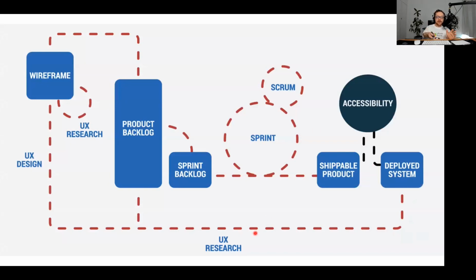You can see there, I've got my UX research, and then I do my wireframe. I've got my product backlog. I've got my sprint backlog. And then in the sprint, I rinse and repeat, rinse and repeat, rinse and repeat. And then I can use Scrum or XP or anything there. And then I've got a shippable project. And then I put accessibility right at the end.